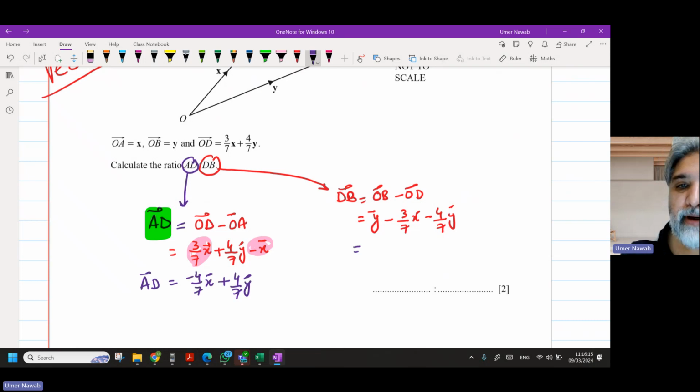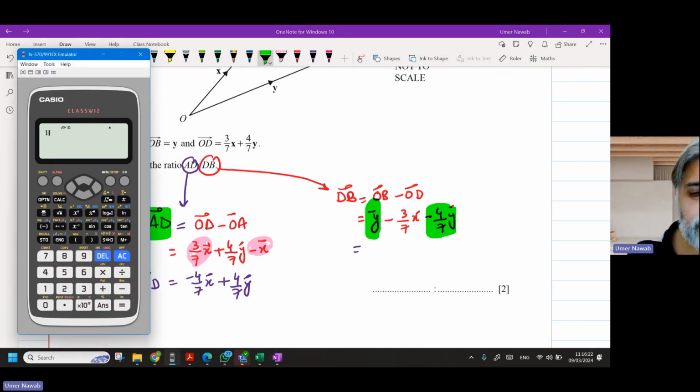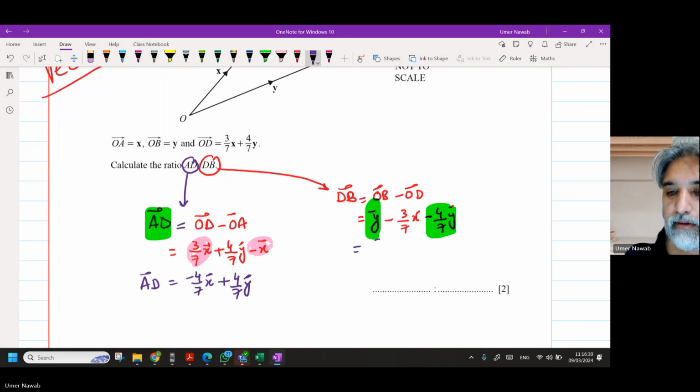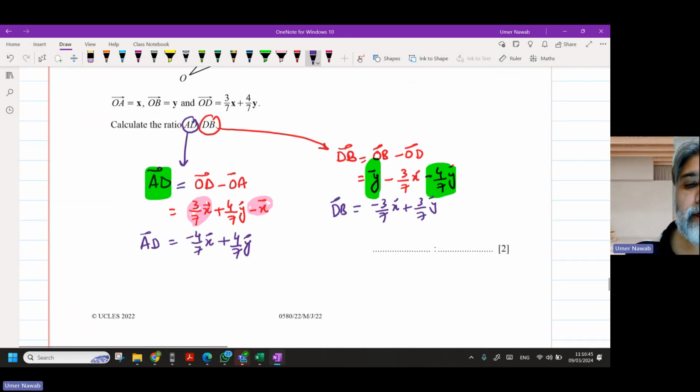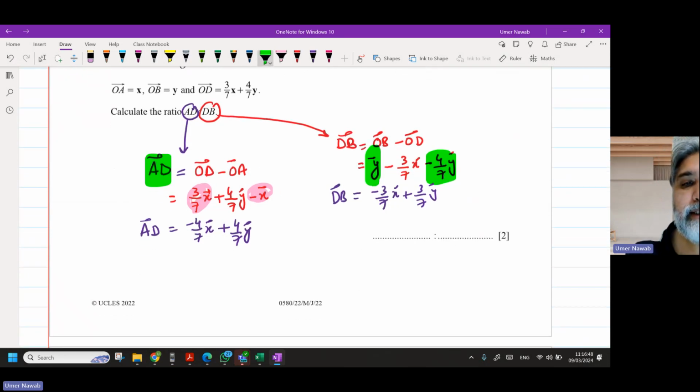Now, can I simplify my minus y and minus 4 over 7? And minus 1 and 1 minus 4 over 7, which gives me 3 over 7x. So I'm going to write here first minus 3 over 7x. And what did I get? Plus 3 over 7 of y. This is my DB.